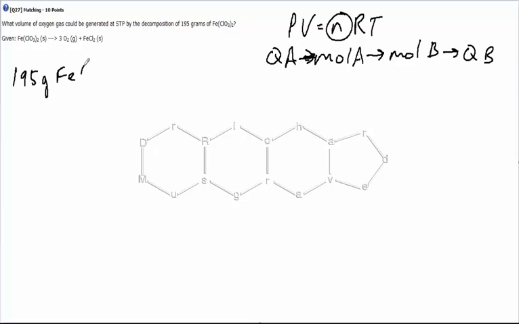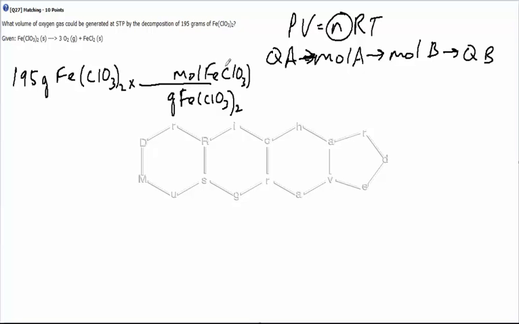195 grams Fe(ClO3)2. So do times and a line. Now we know that grams of Fe(ClO3)2 goes on the bottom because that has to cancel with this one. And what we want though is moles of Fe(ClO3)2, to begin with. And the relationship here will be 1 mole is equal to the molecular weight in grams of Fe(ClO3)2.